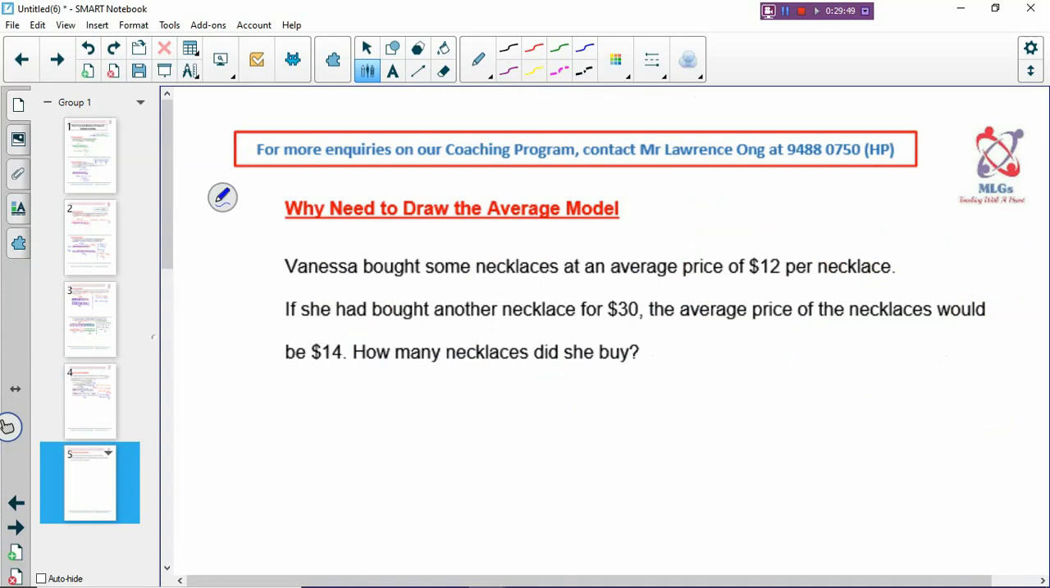Another example of a hard question, which most students can't solve. Vanessa bought some necklaces. We don't know how many necklaces, at an average price of $12 per necklace. What does that mean? Every necklace is the same price. If she had bought another necklace for $30, the average price of the necklace would be $14, right? So how many necklaces did she buy?